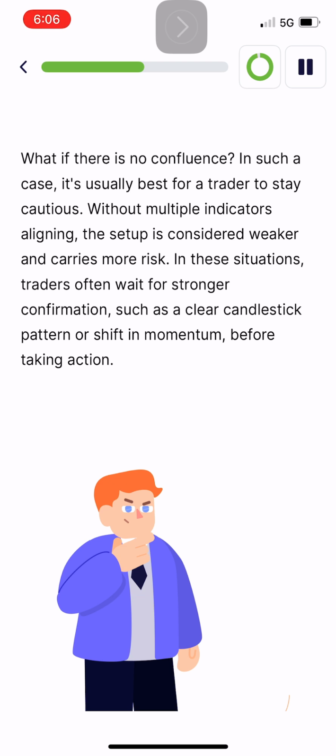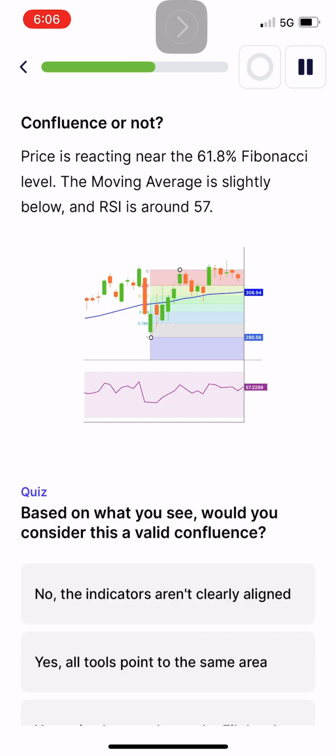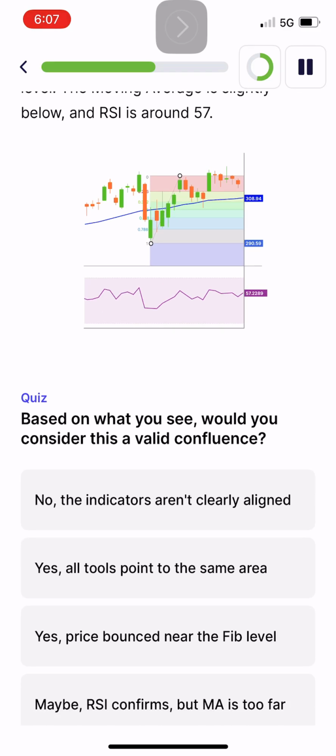Time for a quick quiz. Price is reacting near the 61.8% Fibonacci level. The moving average is slightly below and RSI is around 57. Based on what you see, would you consider this a valid confluence? No, the indicators aren't clearly aligned.